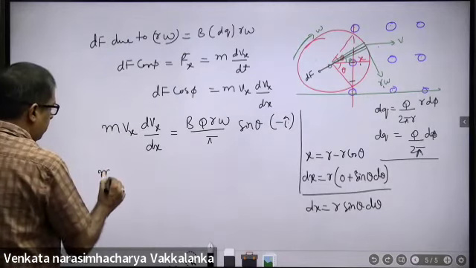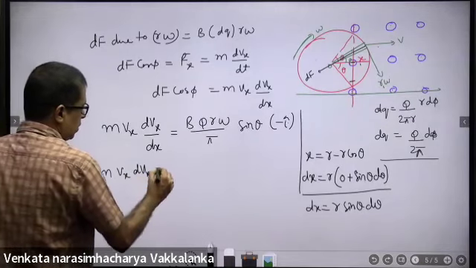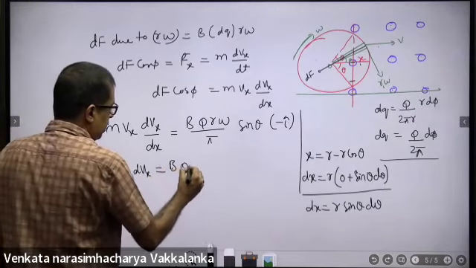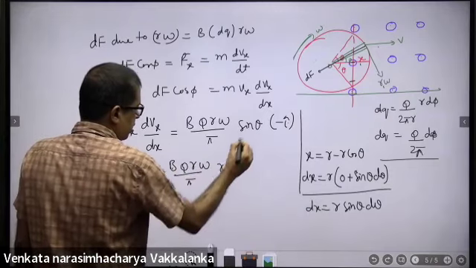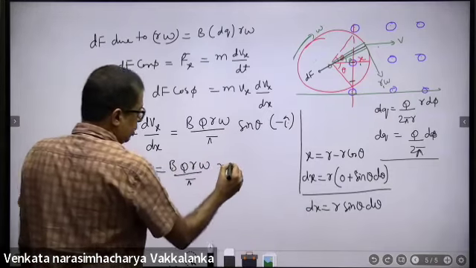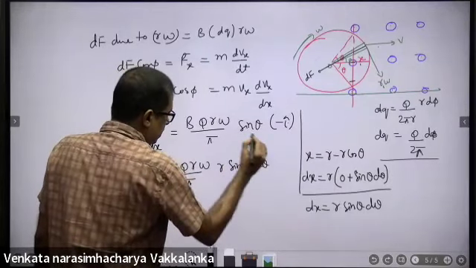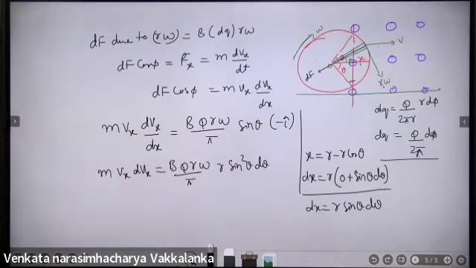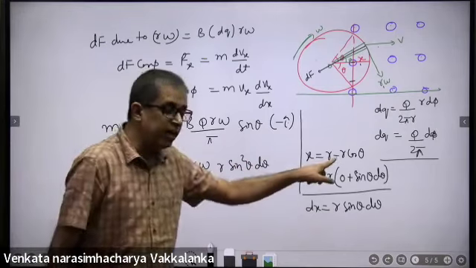So m vx dvx is equal to b q r omega by pi. Dx I'm bringing it to the numerator. This will become sine square theta d theta. Do you agree with this? Yes. This is a smart move, right?